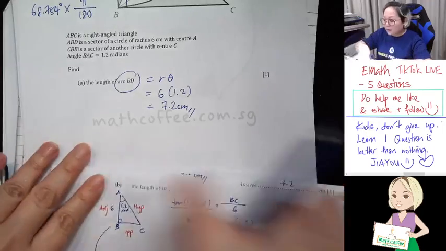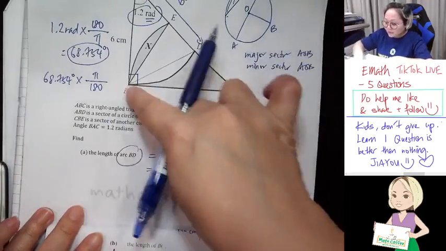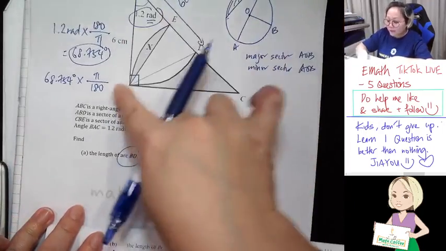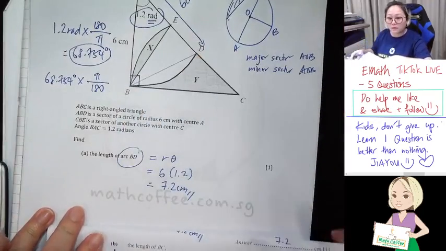No, arc length is only the arc. Arc length is only the arc. Perimeter is this one plus this one plus this one. Okay?